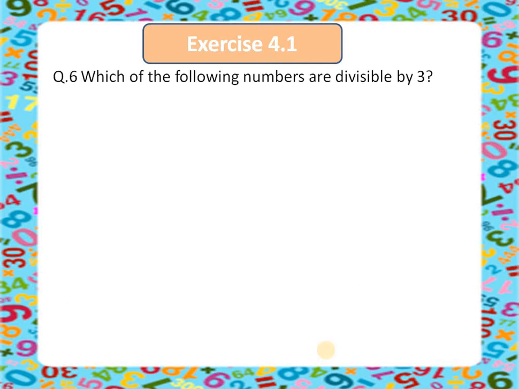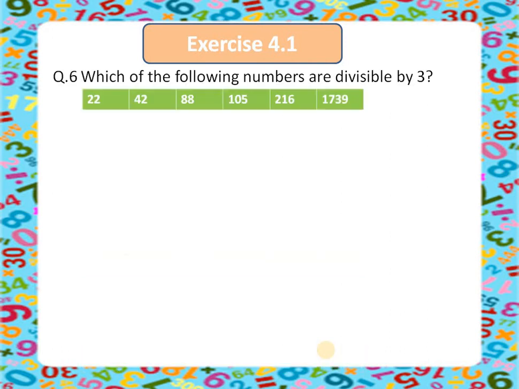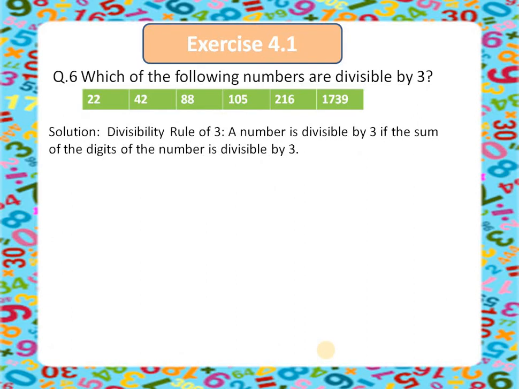Next question 6. Which of the following numbers are divisible by 3? First of all, we are going to read the question first. 22, 42, 88, 105, 216, 1739. These are the numbers given to you. Now, what you are going to do? You are going to know what is the divisibility rule of 3. A number is said to be divisible by 3 if the sum of the digits of the number is divisible by 3. Now we are going to check this out.